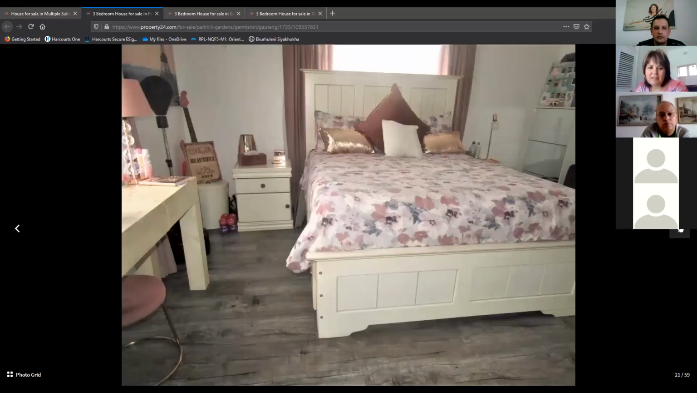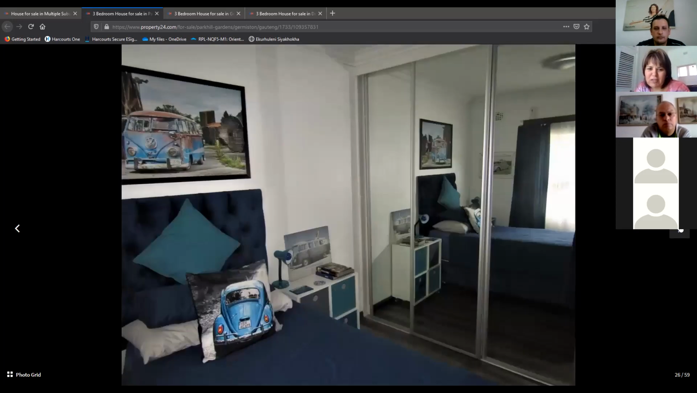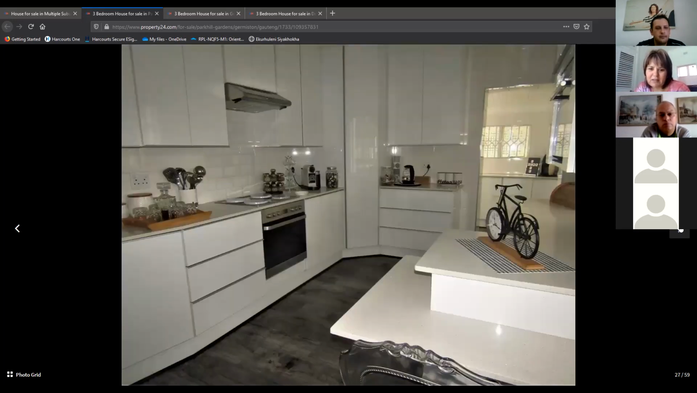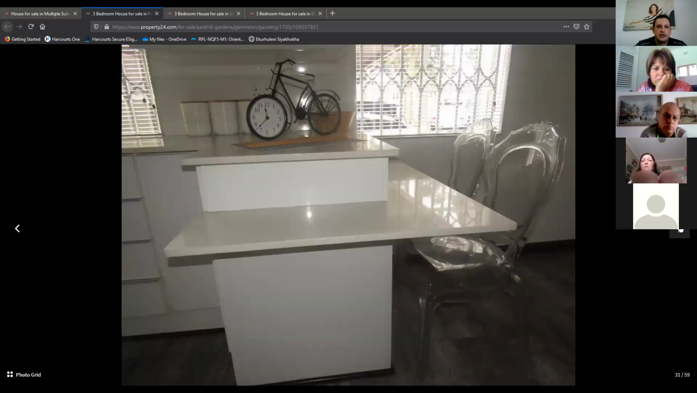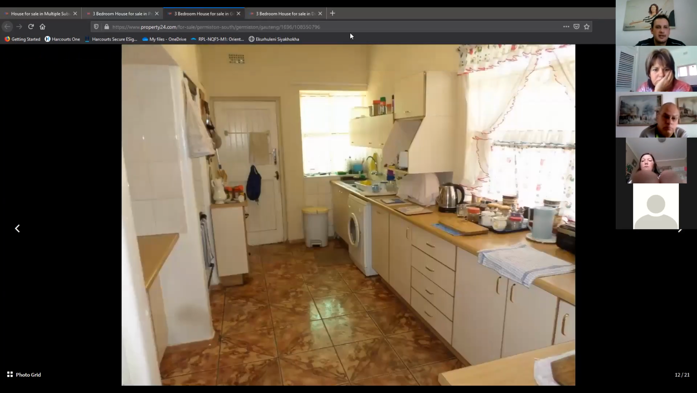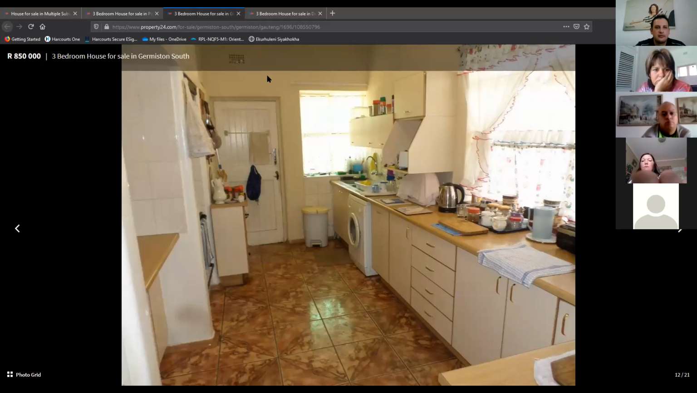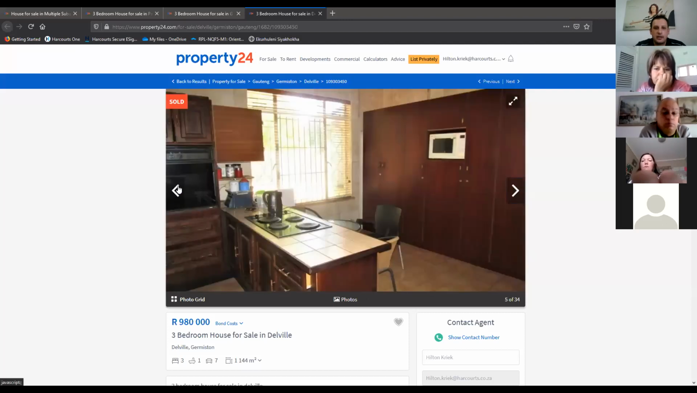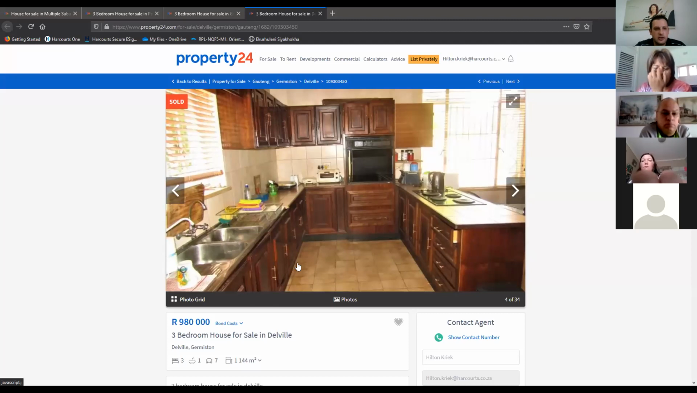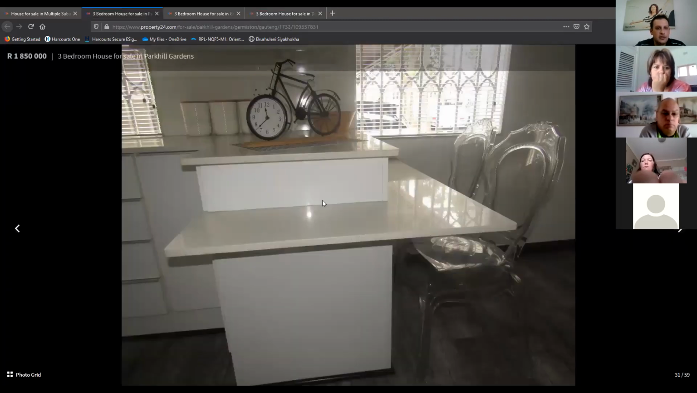Now, in that case, because we said that in the bathroom, rather take the towels out. Yeah. I mean, look at your kitchen. It's beautiful. It's modern. It's up to date. So you compare this property to this one in Germiston South, or this one over here in Delville. Two different types of properties, two different price ranges. And you can bring this one in.